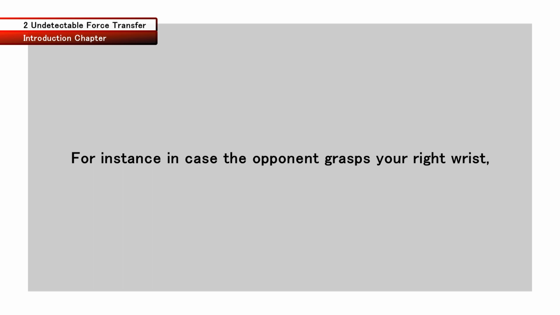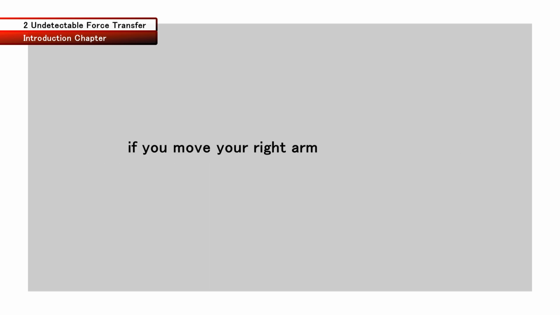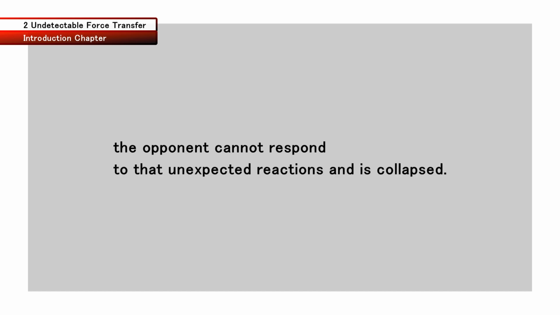Next is the Aiki technique based on the method undetectable force transfer. For instance, in case the opponent grasps your right wrist, if you move your right arm without putting force at the grasped wrist, the opponent cannot respond to that unexpected reaction and is collapsed.